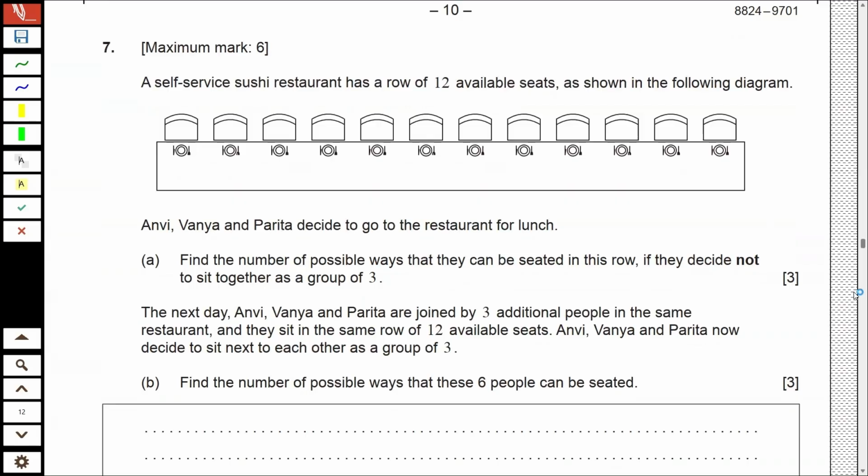Question 7. A self-service sushi restaurant has a row of 12 available seats as shown in the following diagram. Henry, Wani, and Parita decide to go to the restaurant for lunch. Find the number of possible ways that they can be seated in this row. They decide not to sit together as a group of three.